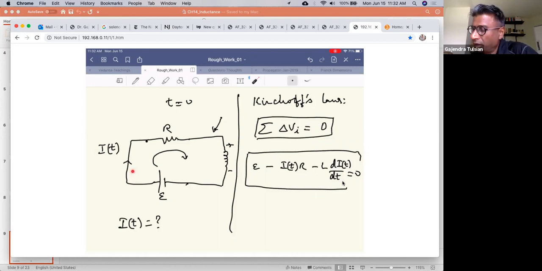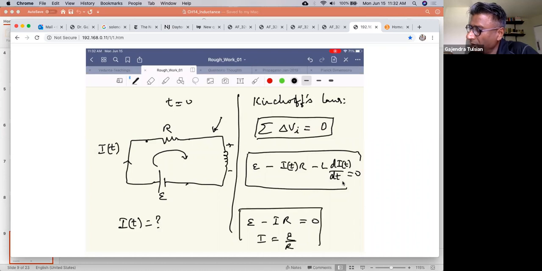Okay, you saw that in a few milliseconds, the current goes to a steady state. This is not changing in time anymore. This term will go to 0, and E minus IR will be equal to 0. So within a few milliseconds, this differential equation changes to that, and I is equal to E by R. Okay, but we are picky and we are interested in understanding what happens in the first few milliseconds. And we have to use this differential equation.